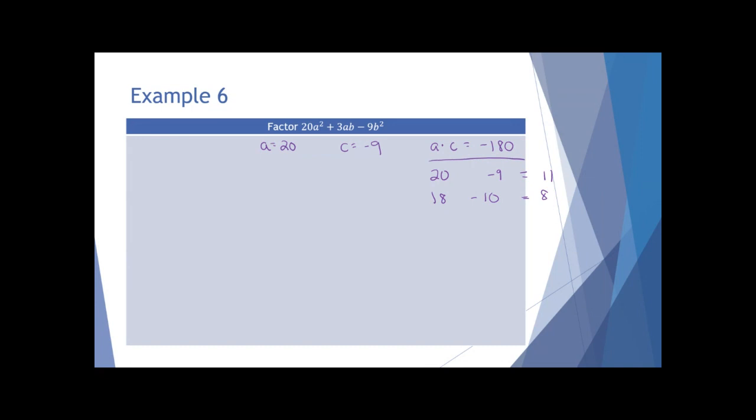So you can try 180 divided by 17. So there's a little guessing and checking here. 180 divided by 16, and you just keep going until you get a whole number. So 180 divided by 15 gets me a whole number. So that's 15 and 12. If I do 15 minus 12, that gets me my positive 3.